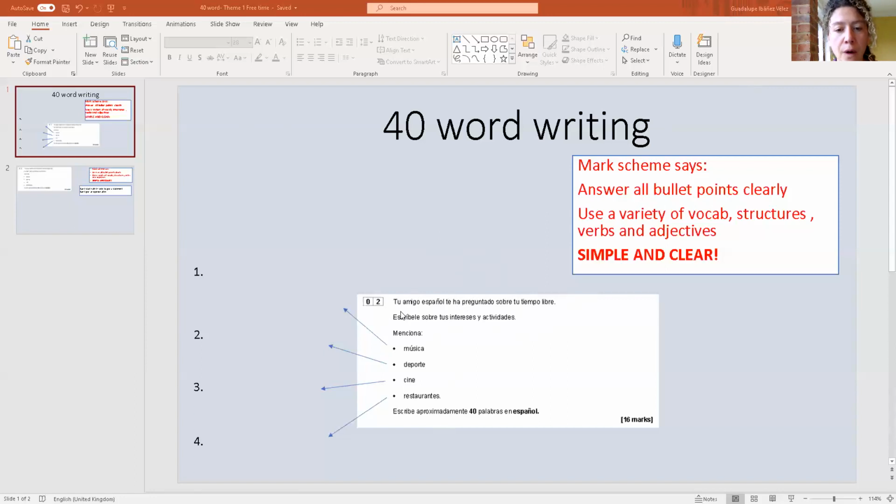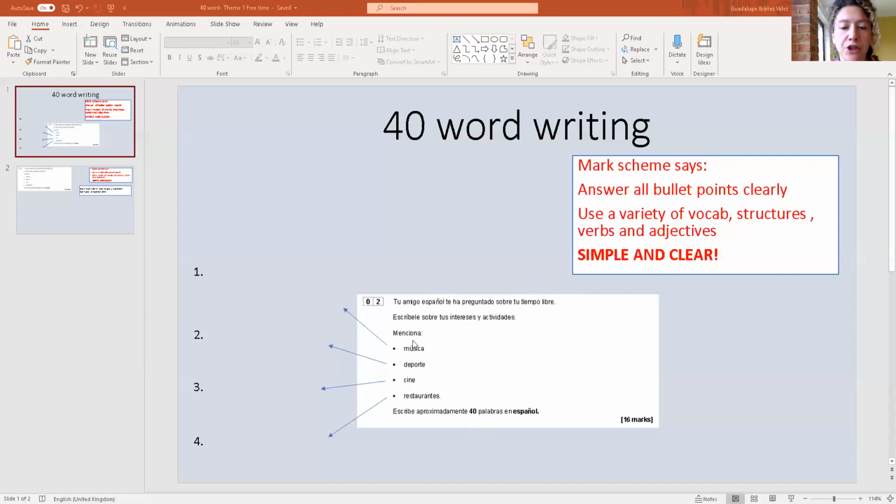So let's have a look. Tu amigo español te ha preguntado sobre tu tiempo libre. Libre, free, tiempo. It could be weather, but in this case it is free time. So I'm on the topic of free time. Let's have a look and see. So activities and interests. The main thing is just working out what topic I am supposed to be writing about.